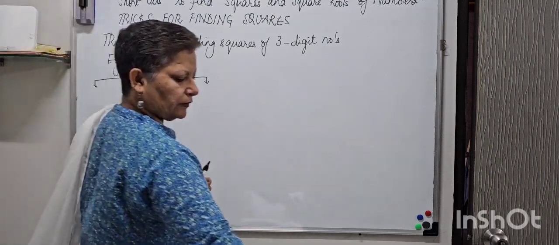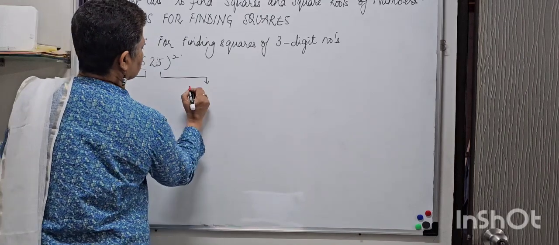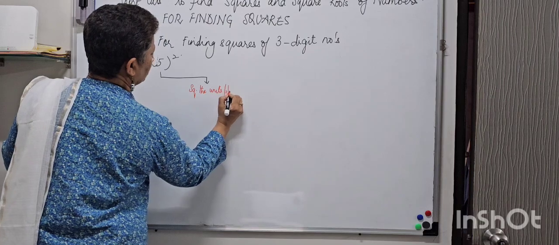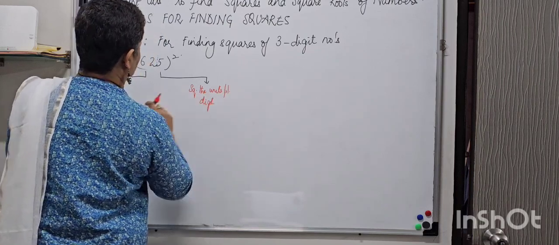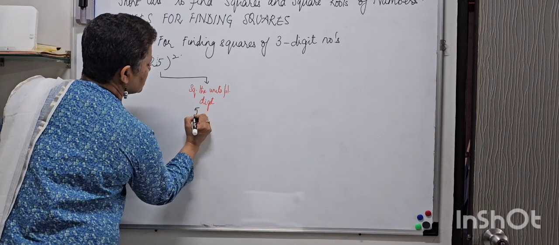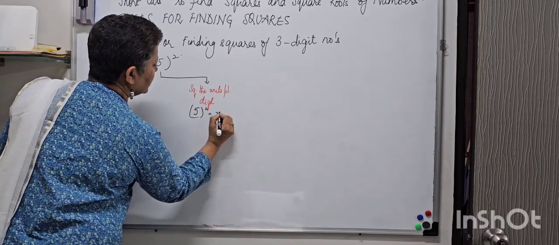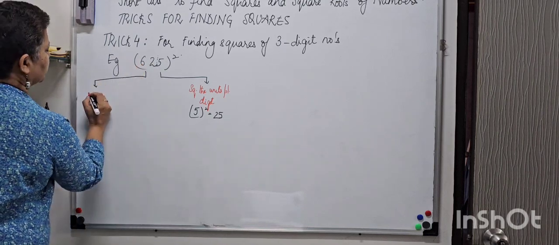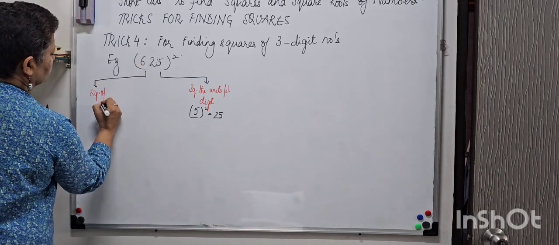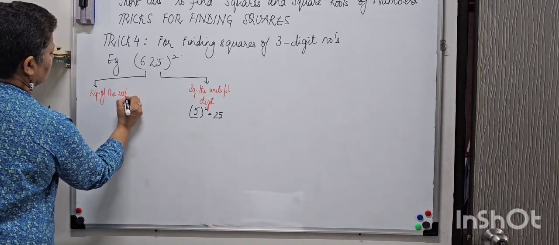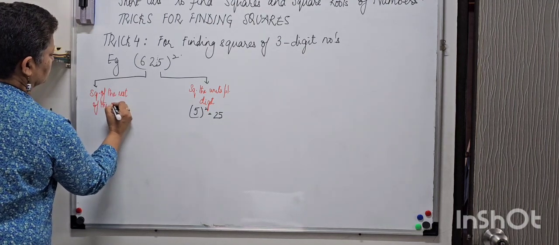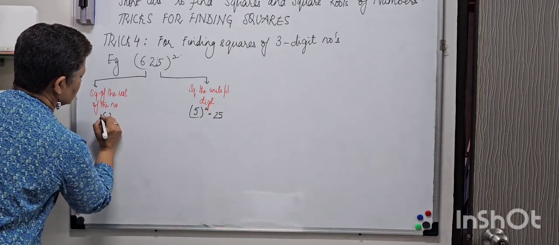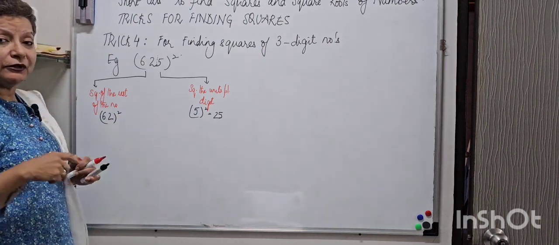So here this is the square of the units place digit, which is nothing but 5 here. So 5 square gives you a 25. This side becomes square of the rest of the number. And what was the rest of the number here? It was 62. So we need to find out 62 square, which we'll just do in a minute.